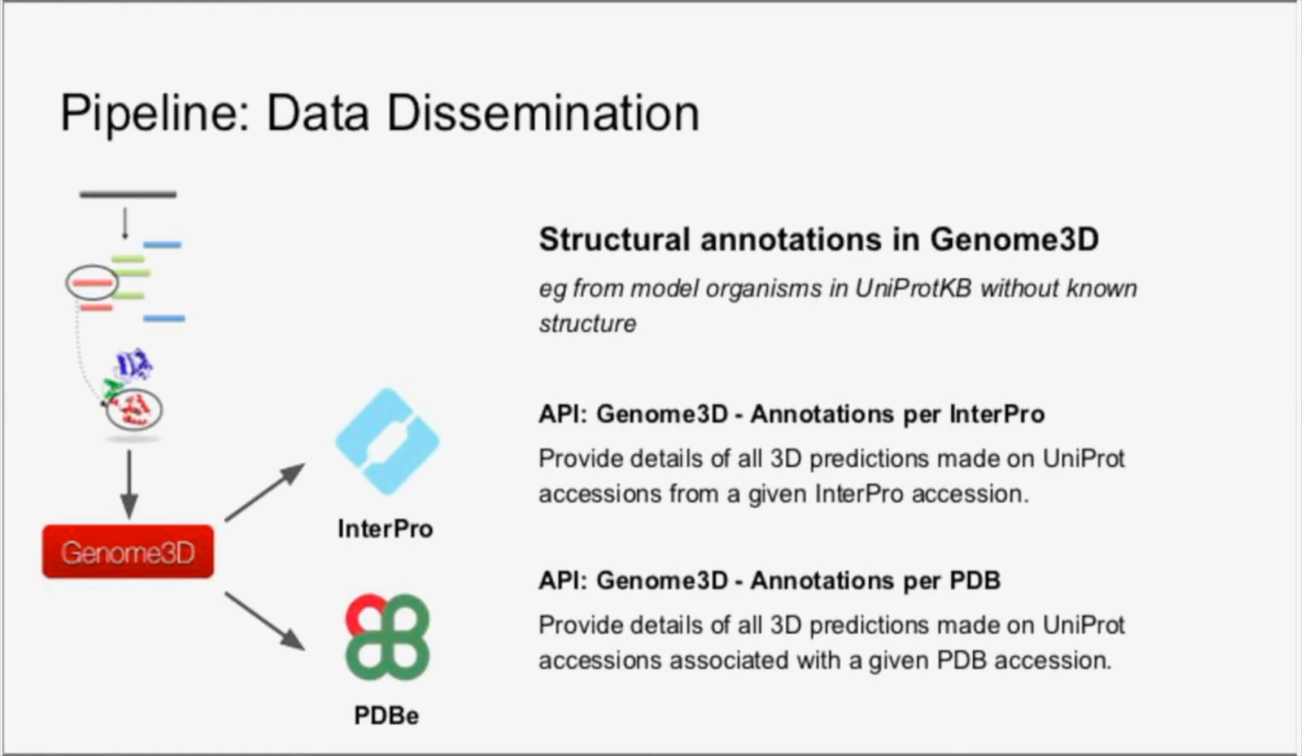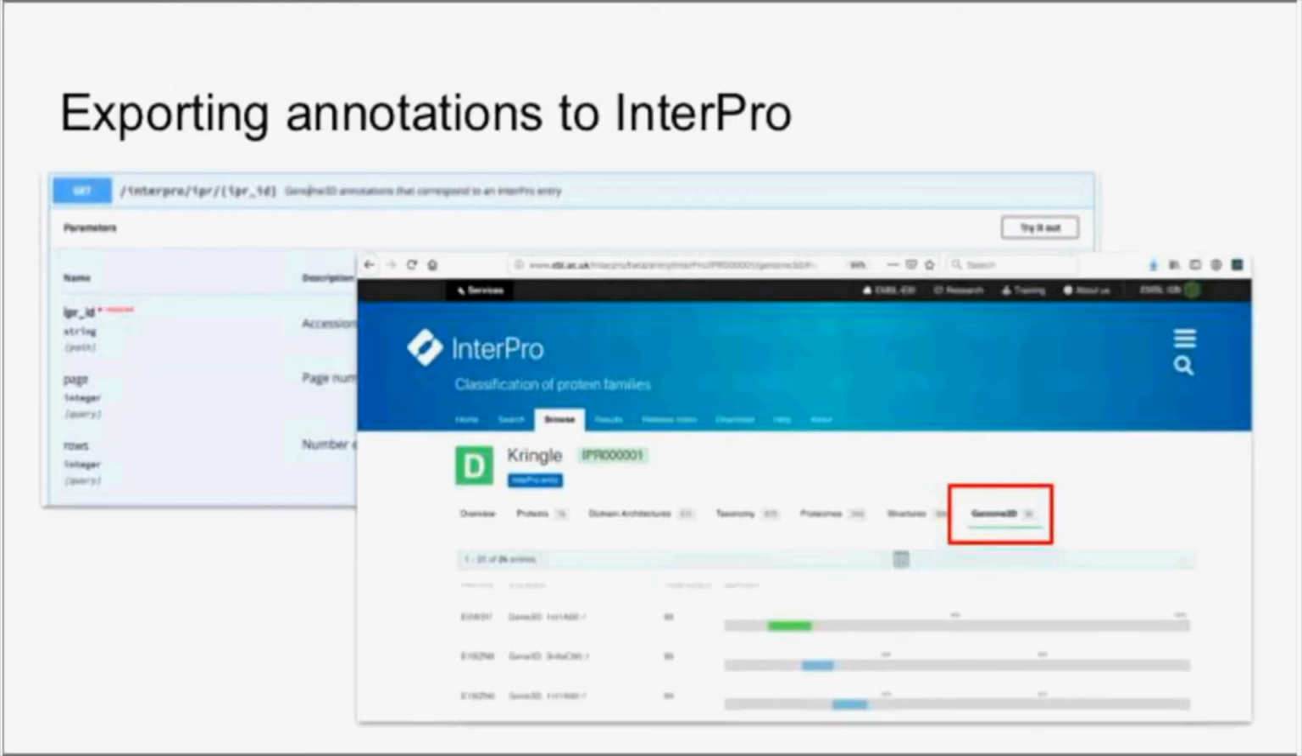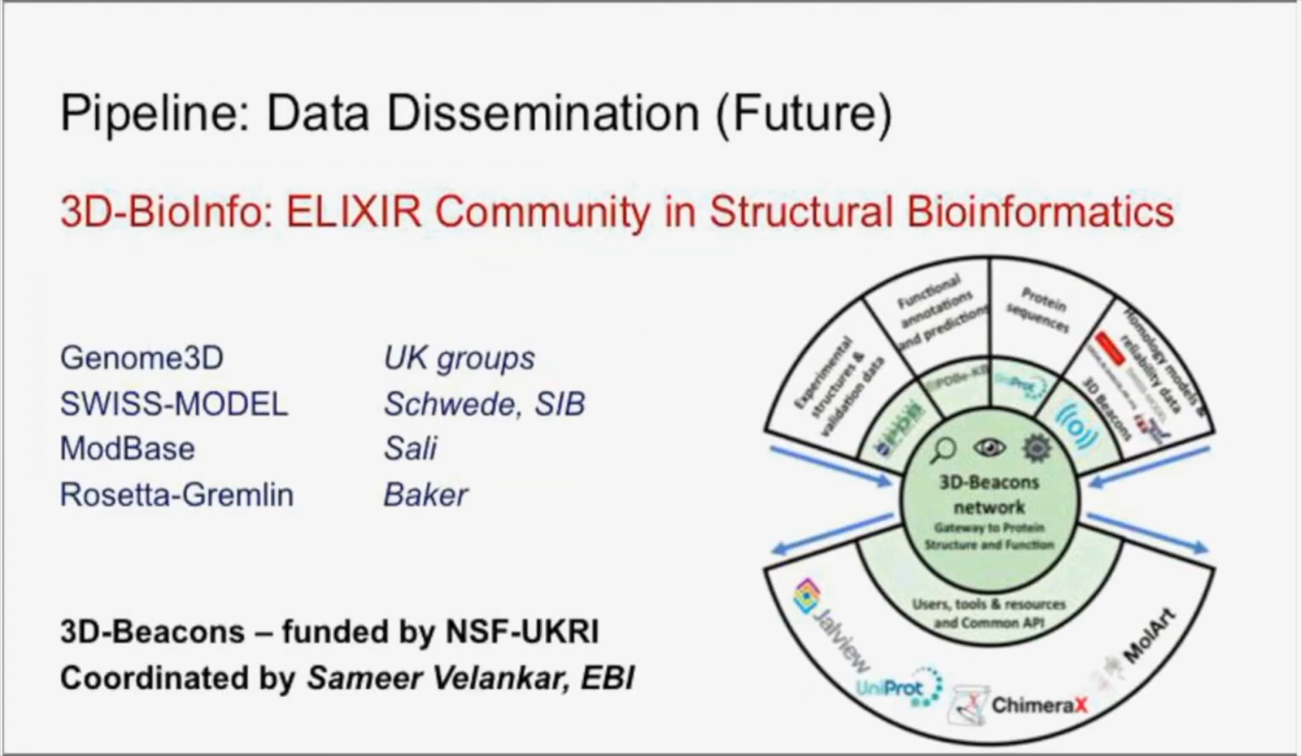In terms of disseminating this data, I mentioned that this data is going into Genome 3D, which is a repository of structural predictions, and from there it's going on into InterPro and PDBe. And this is the second part of the implementation study. This involved creating new API endpoints within Genome 3D, which was done in collaboration with the InterPro team. The InterPro team have now included these Genome 3D annotations as a result of that work. These are the live InterPro pages, which now have a Genome 3D tab, which show all of these structural predictions. So we've got that end of the pipeline up and running as well.